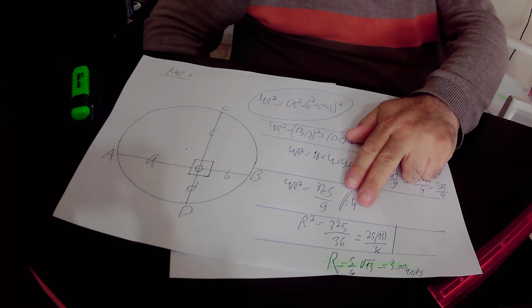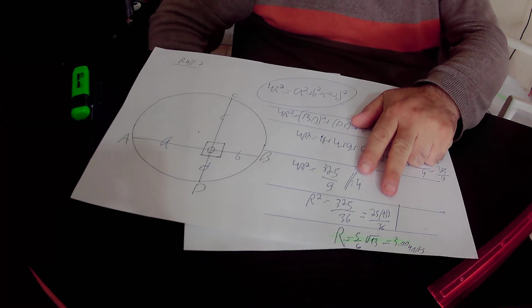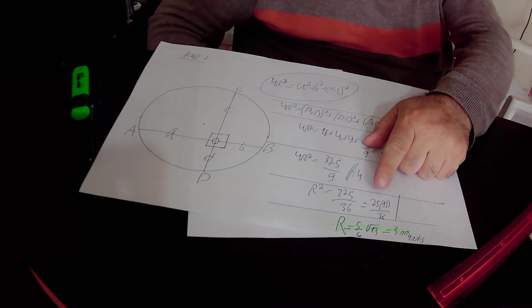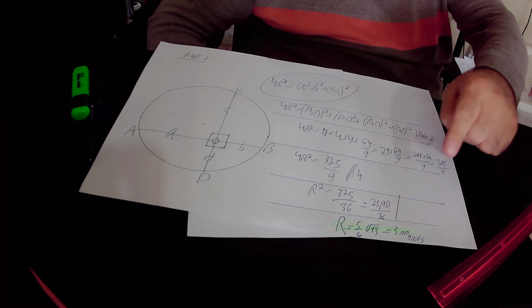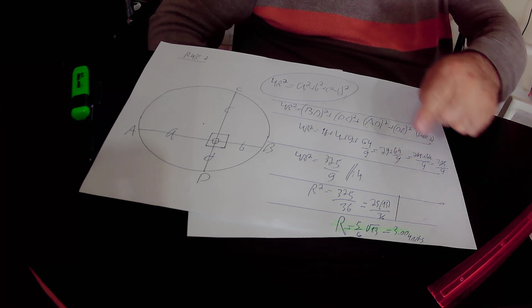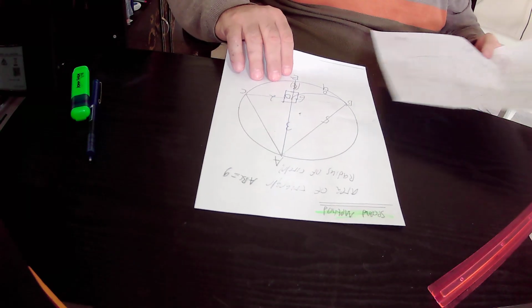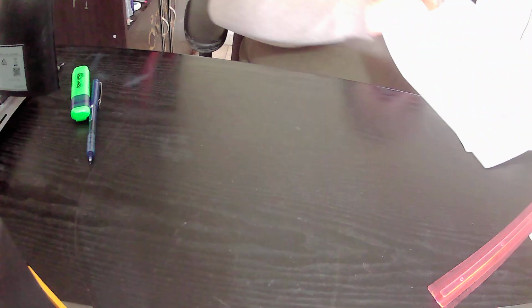We substituted 325 with 25 times 13 and took a root of this equation, and we found that R, the radius of the circle that we are looking for, equals 5 over 6 times the square root of 13 units, so in terms of numbers it is a little bit greater than 3 units. Then I presented to you how to find the radius of this circle that circumscribes triangle ABC according to the third method.